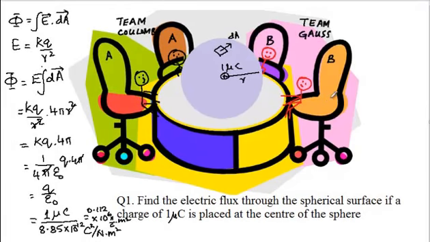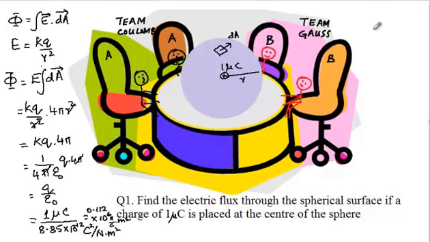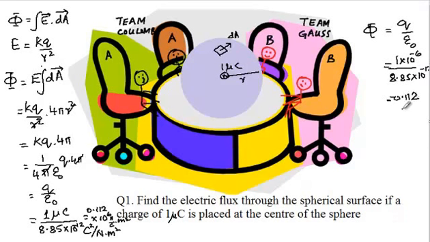Now let us take a look at how Team Gauss is solving this question. Oh, they simply say that the total flux phi is equal to q over epsilon naught. So that means this is 1 microcoulomb, 1 into 10 to the power minus 6 over 8.85 into 10 to the power minus 12, and the answer is 0.112 into 10 to the power 6 Newton per coulomb times meter square.